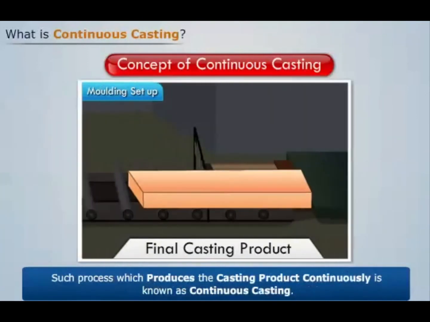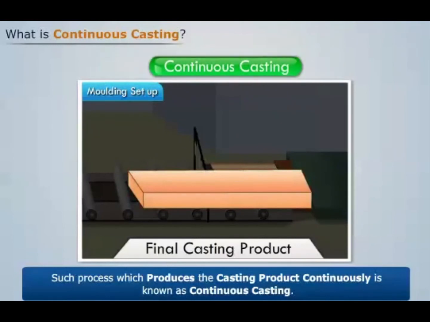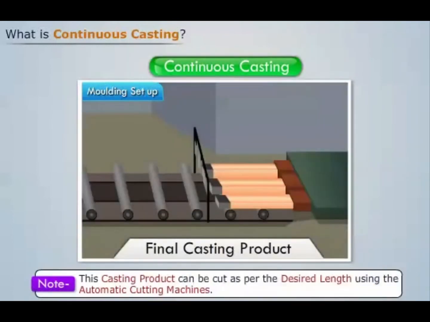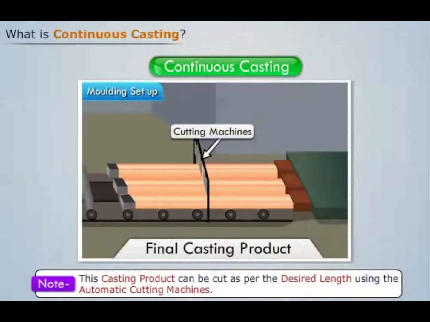Such a process, which produces the casting product continuously, is known as continuous casting. Note that this casting product can be cut as per the desired length using the automatic cutting machines.